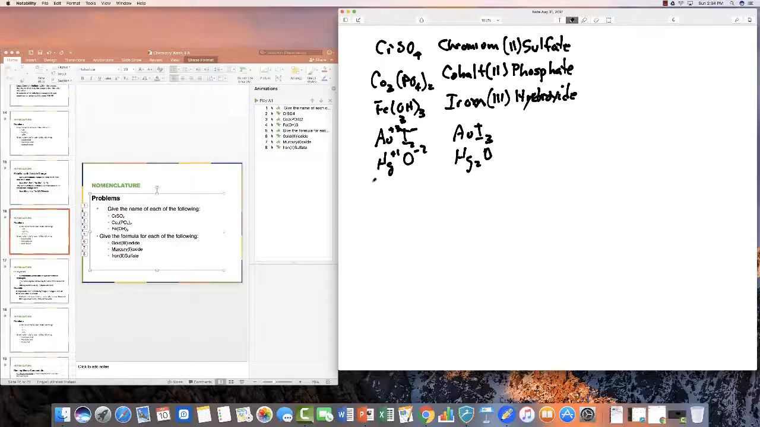Iron 2 sulfate. It's iron and sulfate. We know this is -2 from the table, and this is telling you this is +2. So it's going to be FeSO4, iron sulfate.